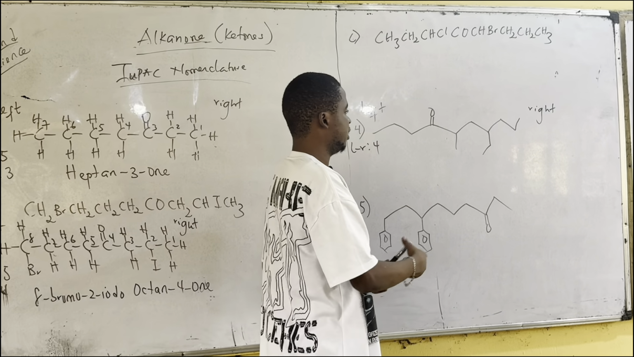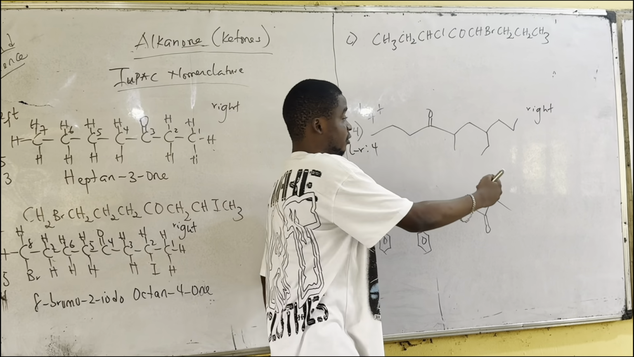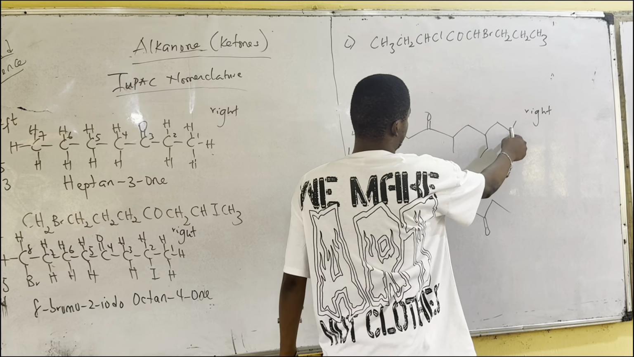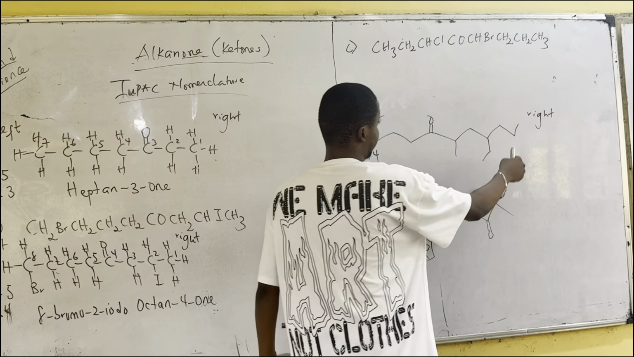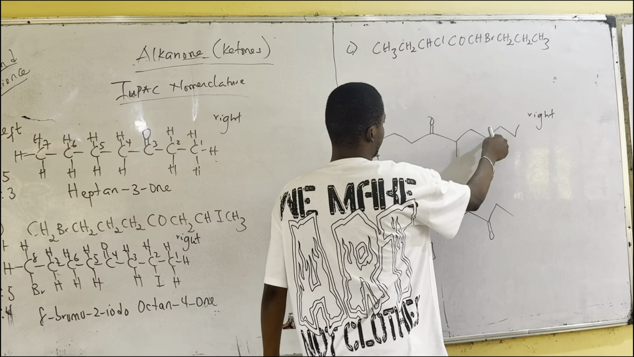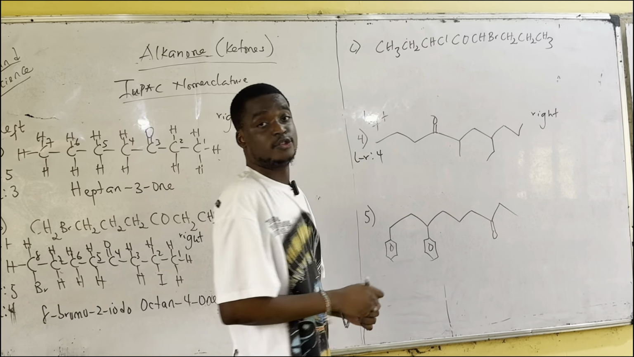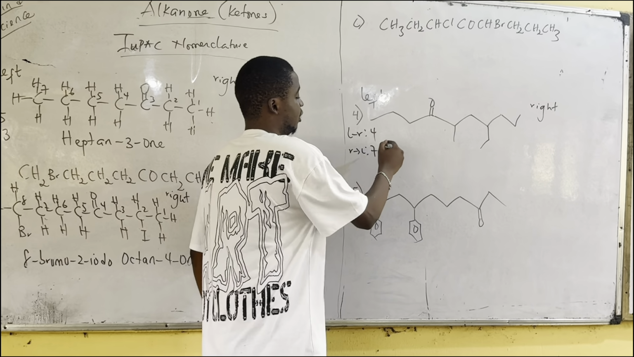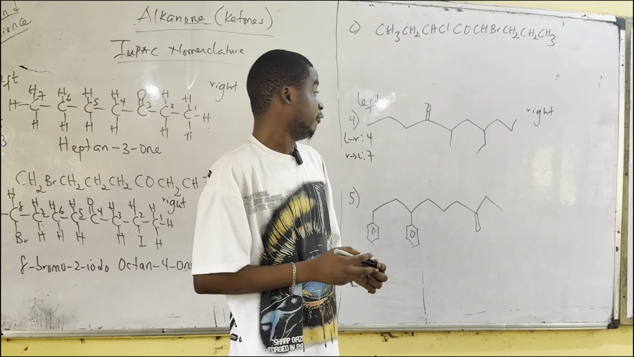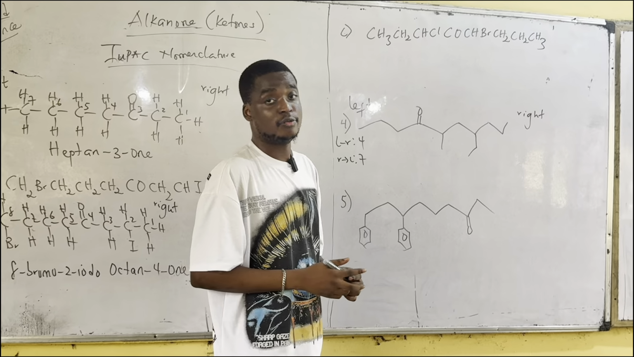Now, moving from right to left, let's count the position of this carbon. We have 1, 2, 3, 4, 5, 6, 7. You can count again: 1, 2, 3, 4, 5, 6, 7. So right to left, we have 7 for that carbon. Which one is smaller? 4. So you choose 4 based on the rule.